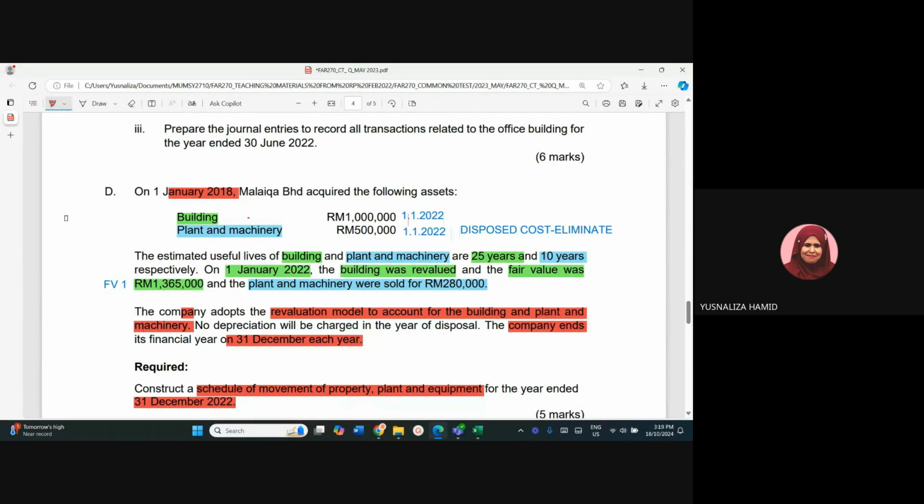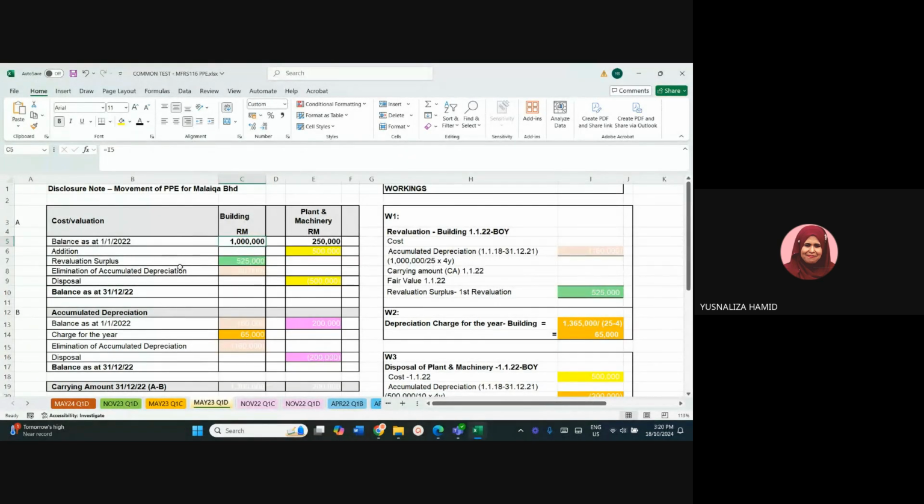Okay, that's the question. So let's just do things that are in this first paragraph and put that into our answer. So number one is for you to do for your building. So for building, you need to go and find out what is the fair value on 1st of January. So fair value on the 1st of January given in the question just now was 1365, right? 1365 is in the question. You can check that question. You can find that 1365.